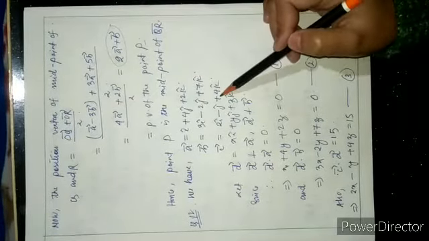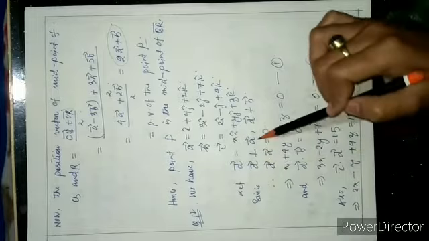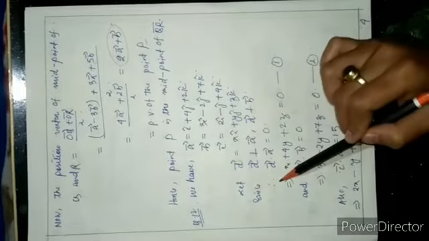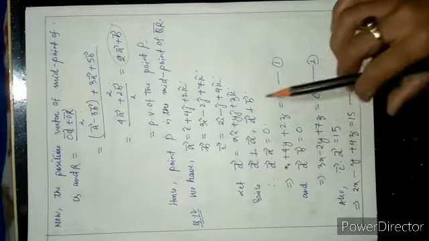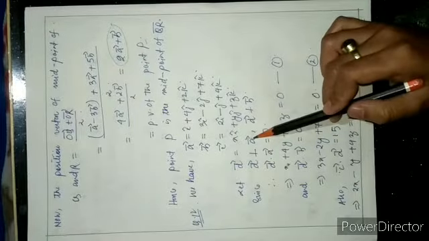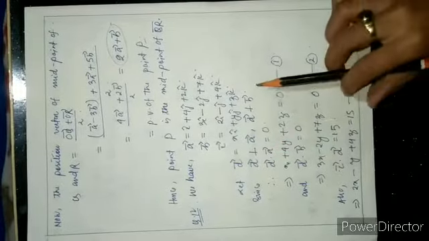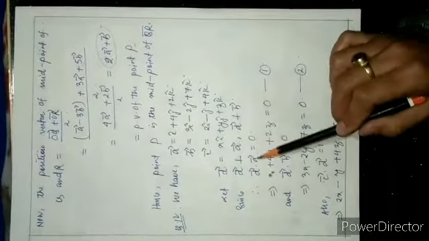Let this D vector have components xi cap, yj cap, and zk cap. Since D vector is perpendicular to A vector, D vector dot A is 0. Find the scalar product of D and A: 1 into x, 4 into y is 4y, 2 into z is 2z, which is equal to 0.